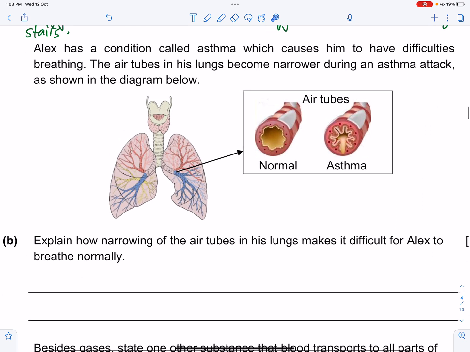Next. Alex has a condition called asthma, which causes him to have difficulties breathing. The air tubes in his lungs become narrower, okay, during an asthma attack as shown in the diagram. Explain how narrowing of the air tubes in his lungs makes it difficult for Alex to breathe normally. Now here's the thing, okay?